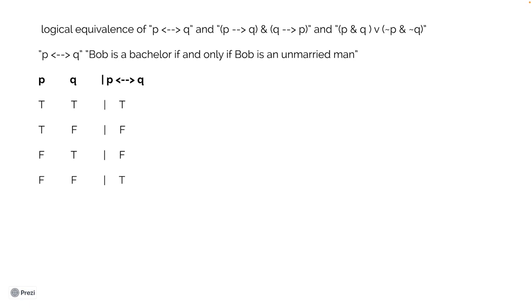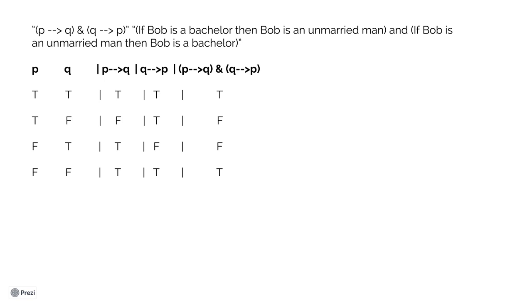Now suppose someone instead says, if Bob is a bachelor, then Bob is an unmarried man, and if Bob is an unmarried man, then Bob is a bachelor. As we work out our truth table for the proposition if P then Q and if Q then P, we end up yet again with line 1 true, lines 2 and 3 false, and line 4 true.